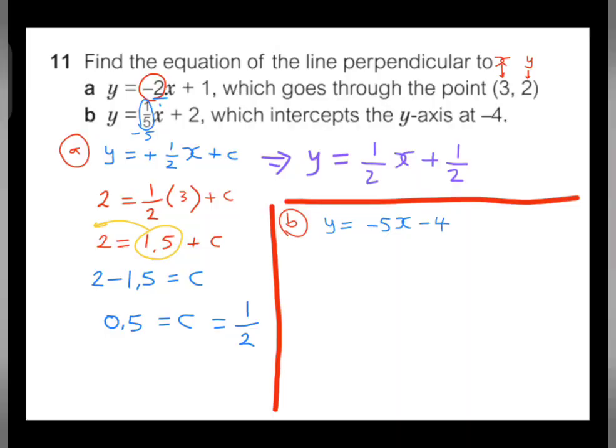So the first idea, we use the coordinates of the point in the equation to find c. And then we wrote it in the equation. And then the second idea was easier, in which we wrote the gradient of the perpendicular line, and then we used the y-intercept to complete the equation. And this is how you answer a question like this.